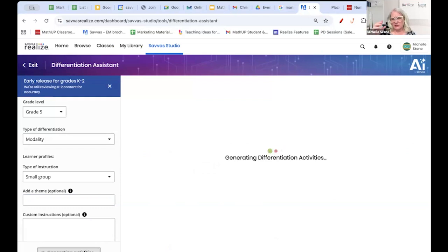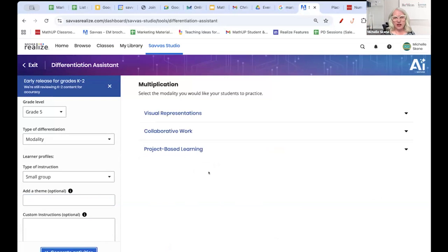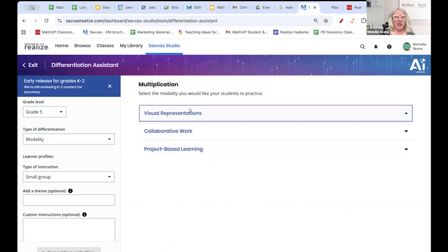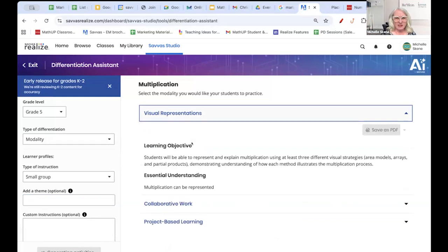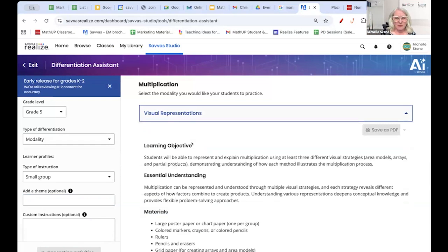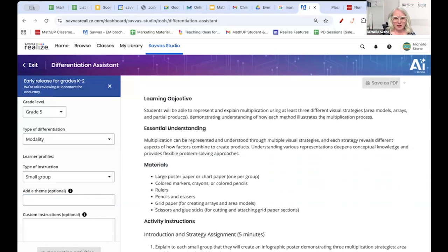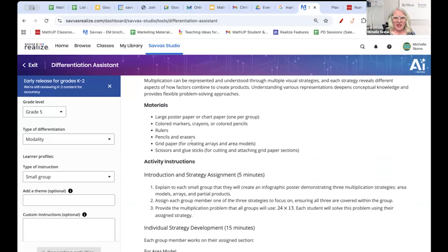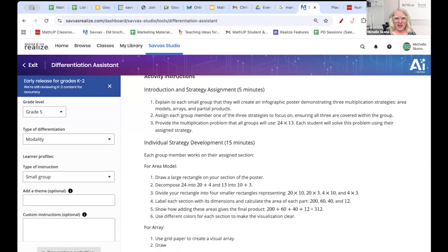And if I don't particularly love these ideas, so this time it's given me visual representations, collaborative work, and project-based learning. So I may have some students in my class that I know really benefit from the opportunity to do things in a visual kind of way. And so there's an example for that. And of course, I can write in here, use decomposition, use number lines, use place value, I can add whatever custom instructions I want.